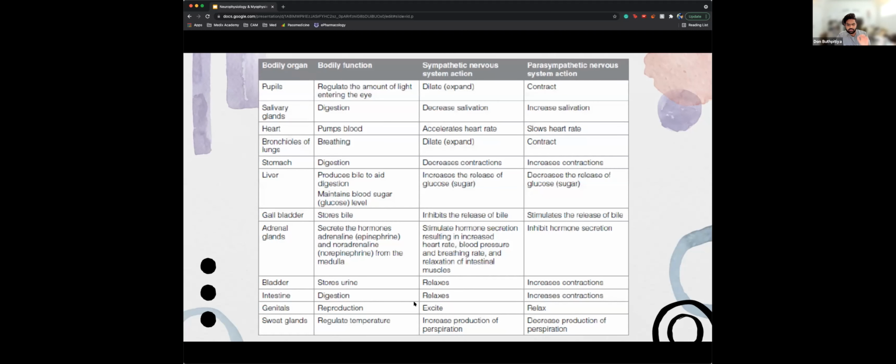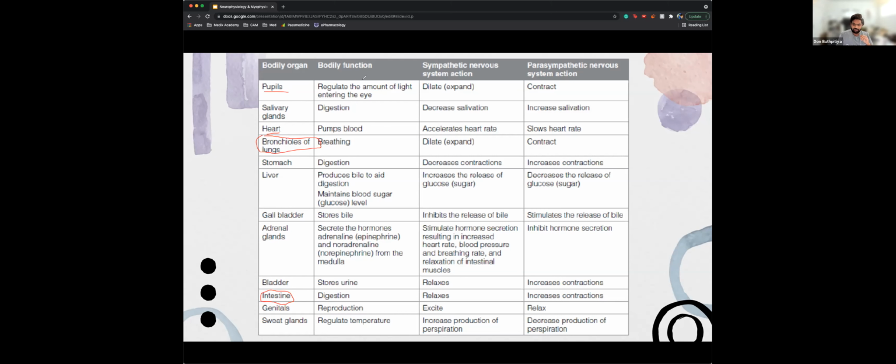Now, this is a pretty detailed overview of what happens. What are the bodily organs? What are their normal functions, and what are the effects of the sympathetic and parasympathetic nervous systems? I think the ones to highlight the most, I'll quickly get my annotate thing, are probably your pupils, heart, and intestines. Those are probably the main ones to know. You can also go for bronchioles of the lung as well. Those are probably the most important ones out of them.